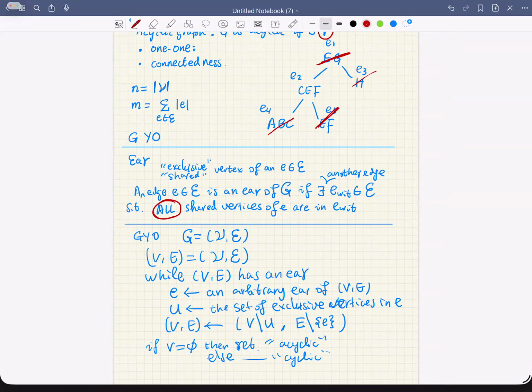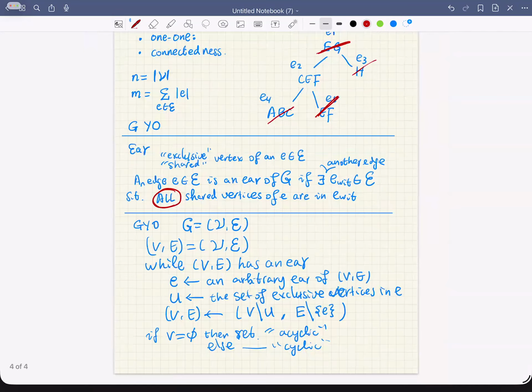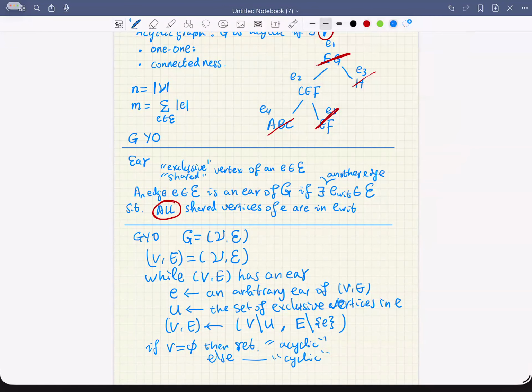On the other hand, if you have a cyclic graph, let's say if you go with AB, BC, and CA, then you can find no ears.